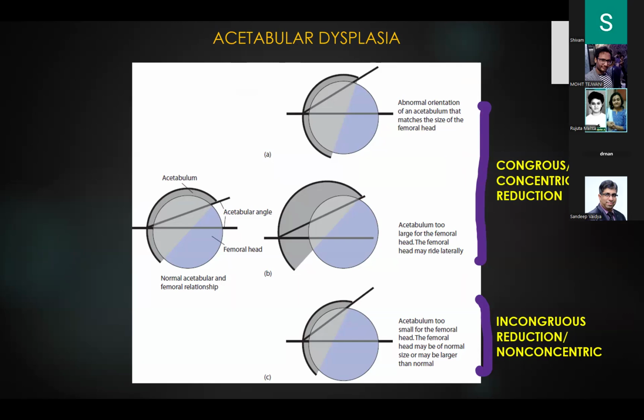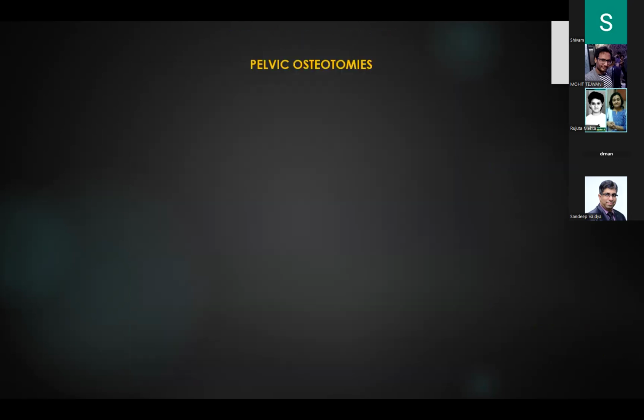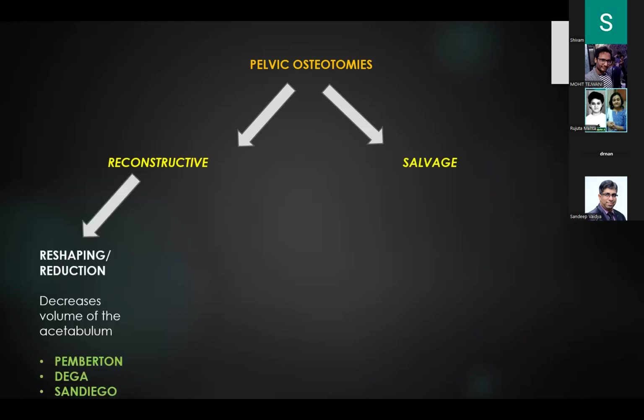If it is an incongruous hip or incongruous reduction and there is no concentric reduction that is obtainable because of the dysplasia, that is the other category that we see. So the pelvic osteotomies are broadly divided into reconstructive and salvage osteotomies. Reconstructive osteotomies are basically further divided. So reconstructive osteotomies can be used only when the hip reduction is concentric. That is, reduction is possible.